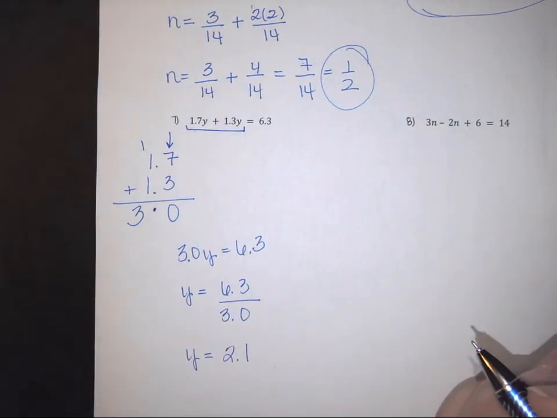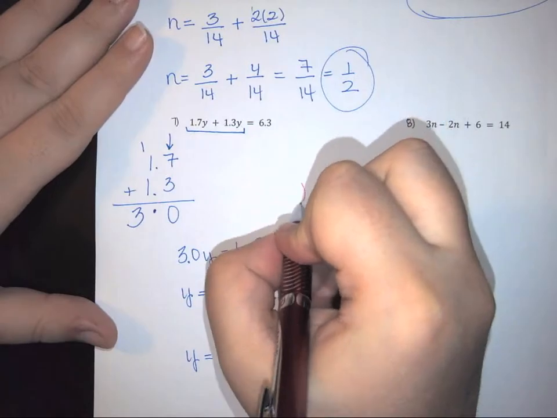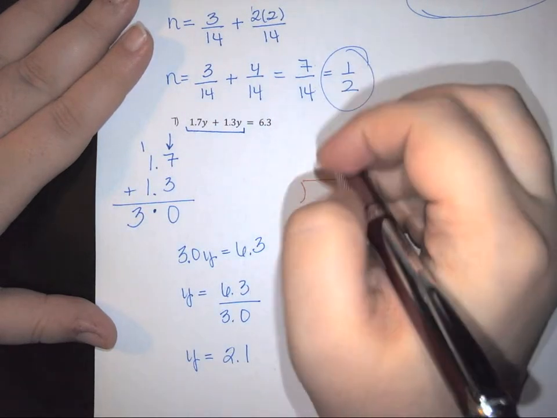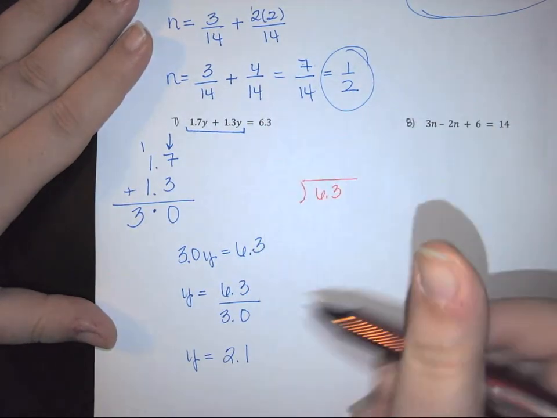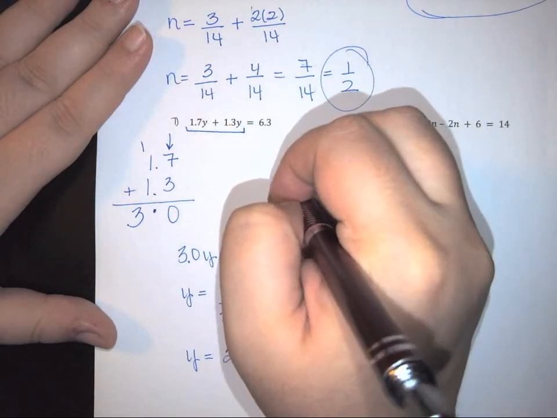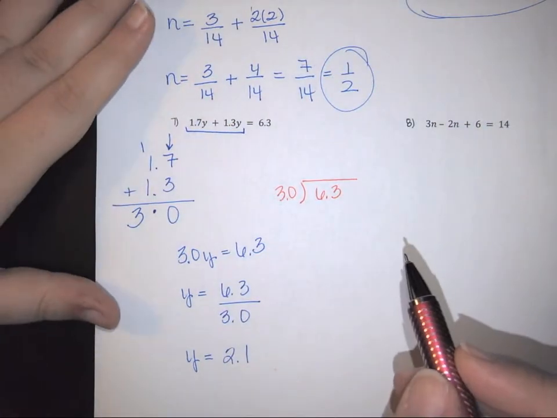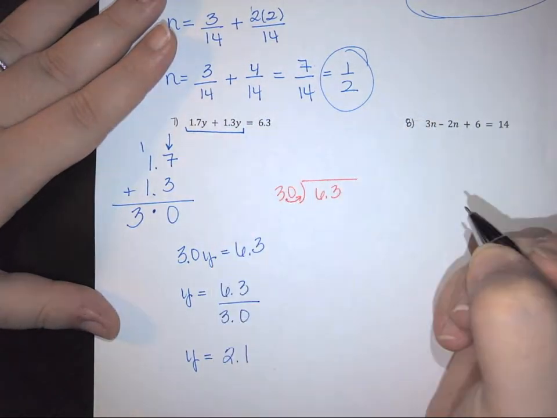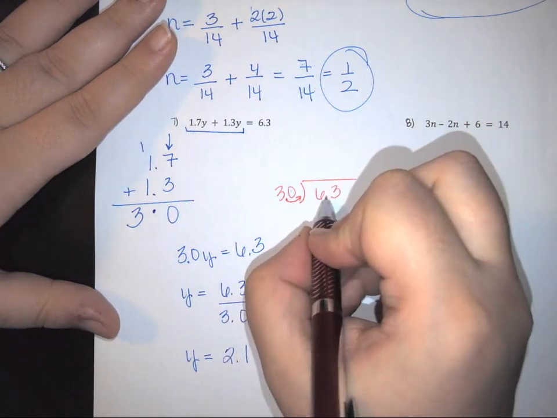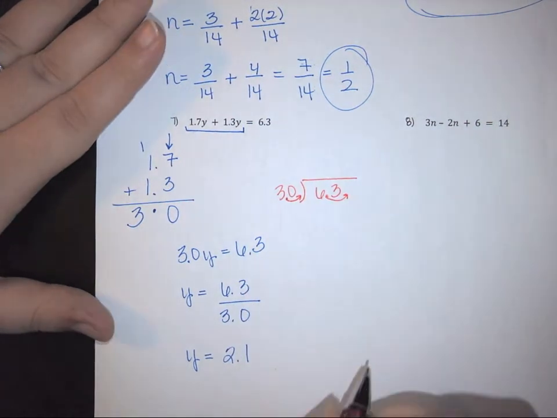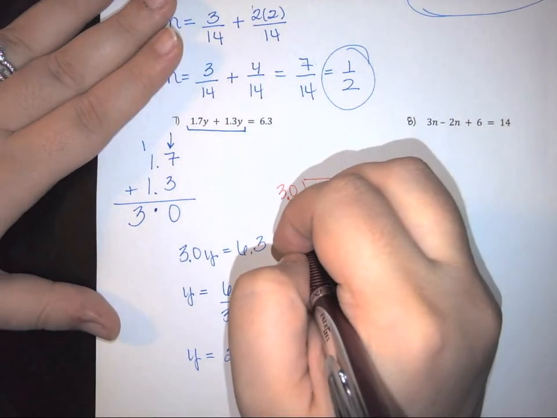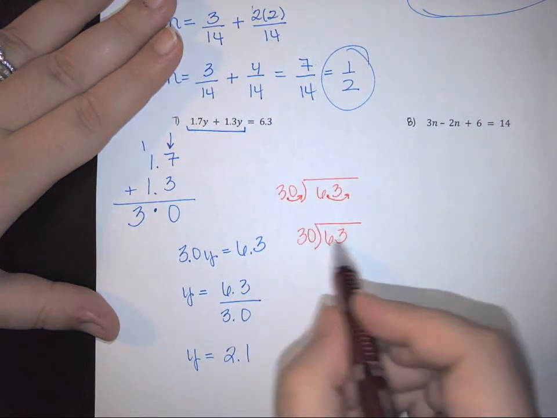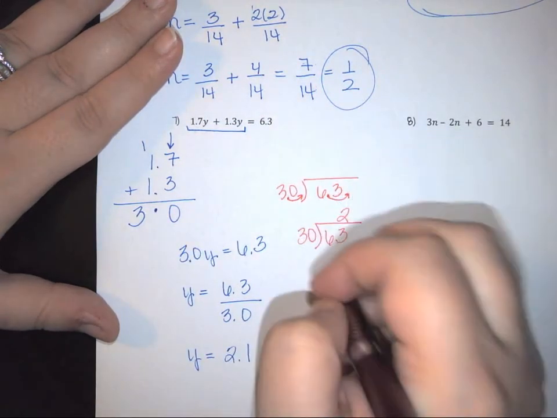Now again, as a refresher, long division says you put the funky sign, whatever was on top goes inside, so this is 6.3, and whatever is on the bottom goes on the outside, 3.0. Now whenever we're dealing with decimals in terms of your division, what we like to do is move the decimal so that we deal with whole numbers. Well, in order to do that, I have to move both of them once. In doing so, that changes this to being 30 goes into 63. 30 goes into 60 twice.